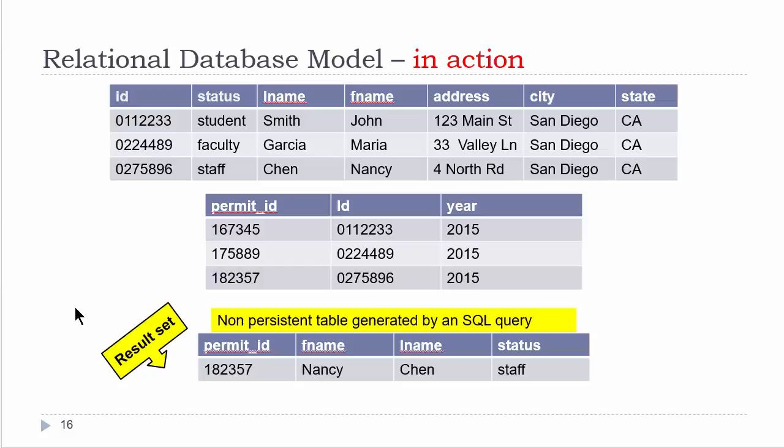Although this is a table, it is not a persistent table, meaning we did not create it. It was dynamically generated by an SQL query. So this is the whole reason why we store data in databases, because we can find out a lot of information rather than hard coding related information. We can query the database and dynamically generate a result set that we might need to use.